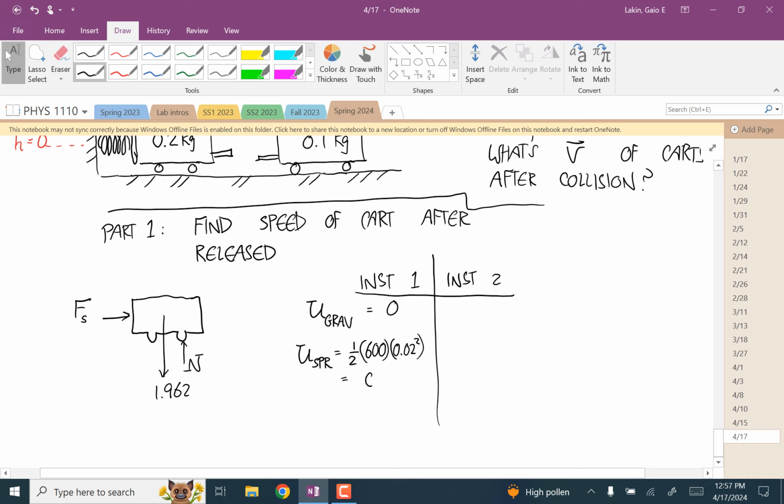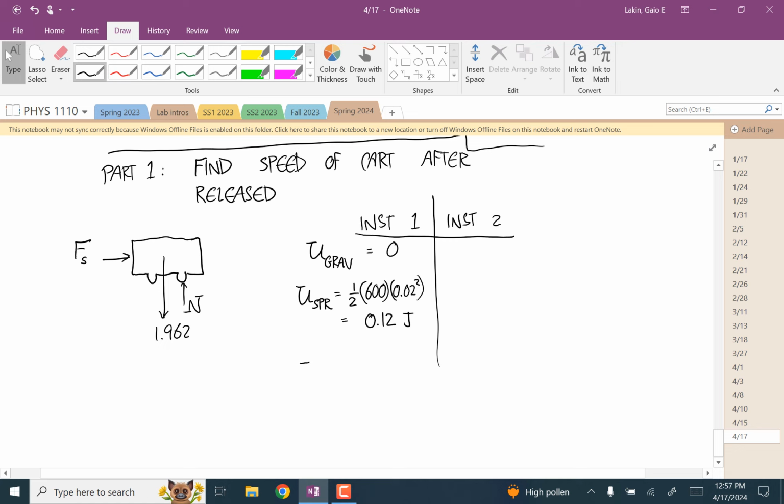So that is 0.12 joules. The kinetic energy: we're releasing this cart and this spring from rest. So V is equal to 0, so kinetic energy is 0, because the speed is 0.